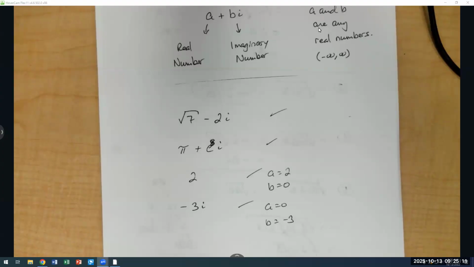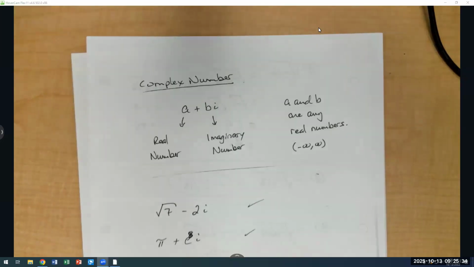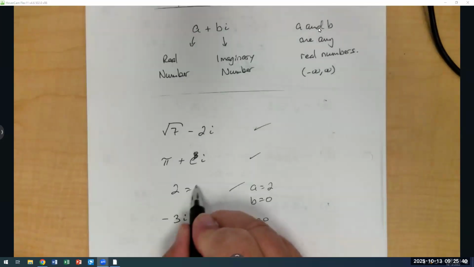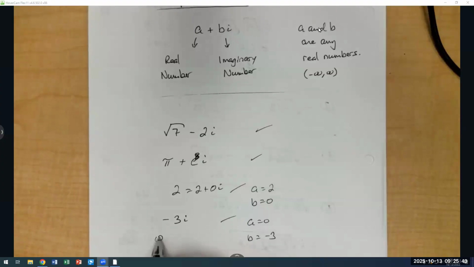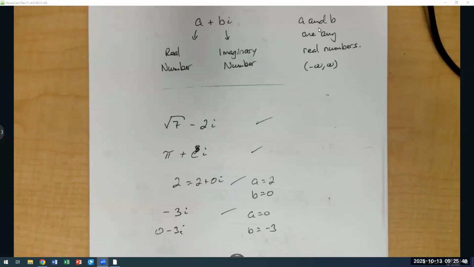So every number you can think of can be written as a complex number. Not really. You're saying that you're always thinking of that equation, A plus Bi. Yep. If it can be written in this form, it's a complex number. You said 2 plus 0. Mhm. This is 2 plus 0i. This is 0 minus 3i. So far, so good.